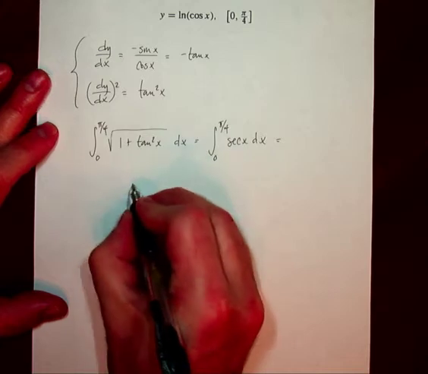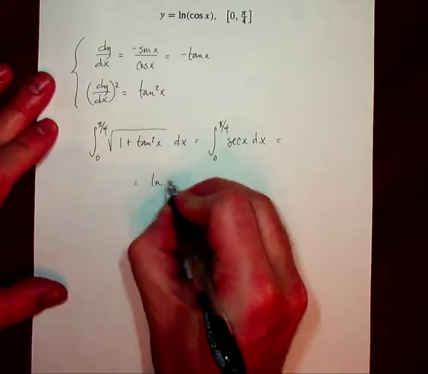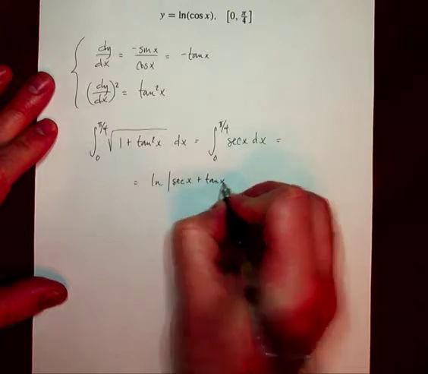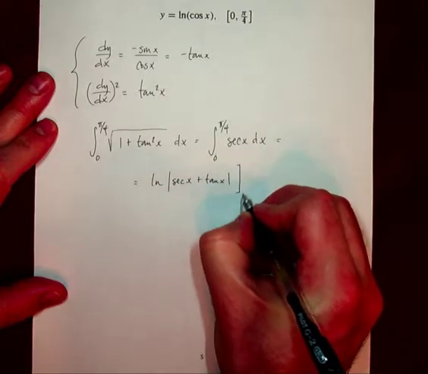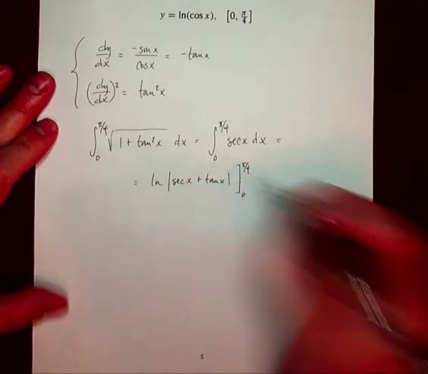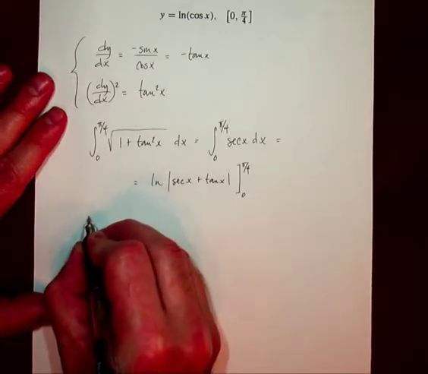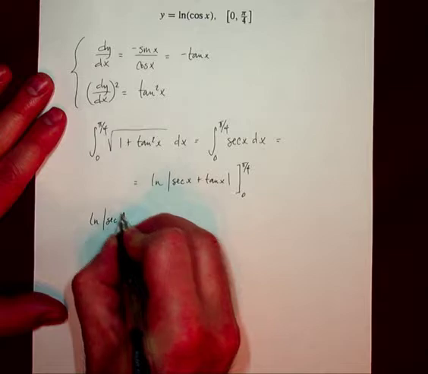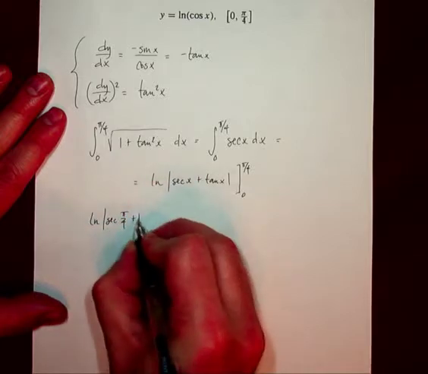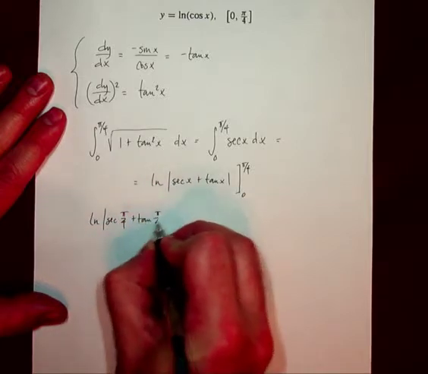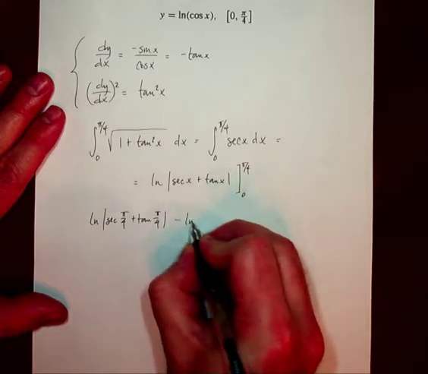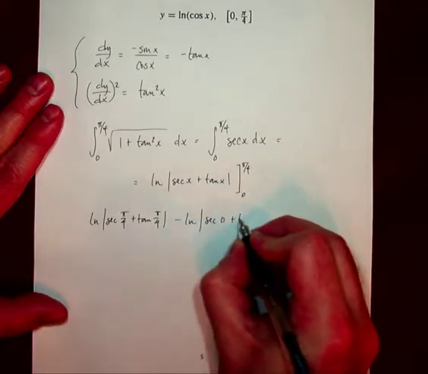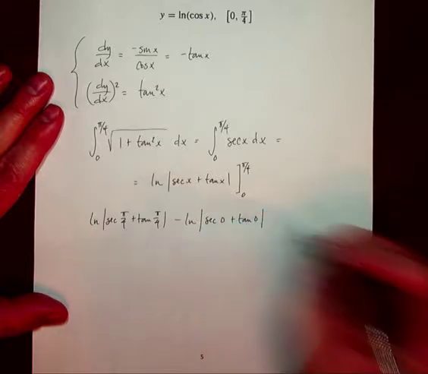And if you remember this from the last chapter, this is the natural log of secant x plus tangent x, and I'm going to run it from 0 to pi over 4. That means I have the natural log of secant of pi over 4 plus tangent of pi over 4 minus the natural log of secant of 0 plus tangent of 0.